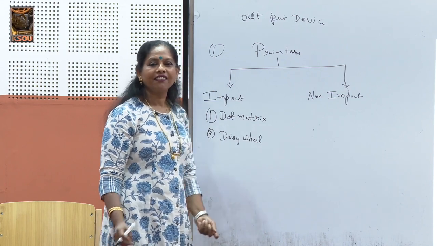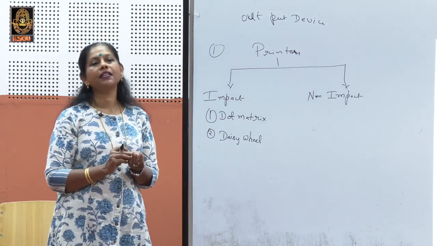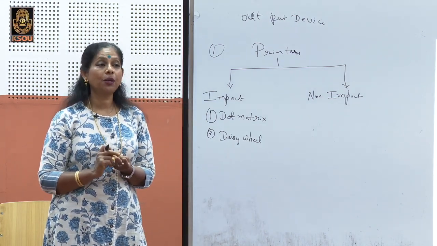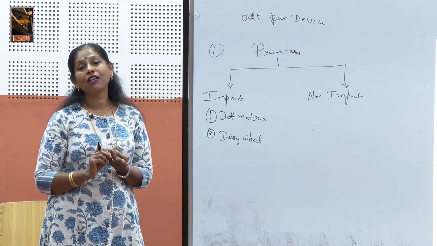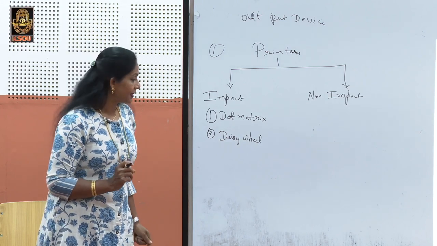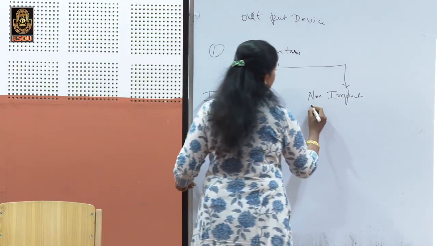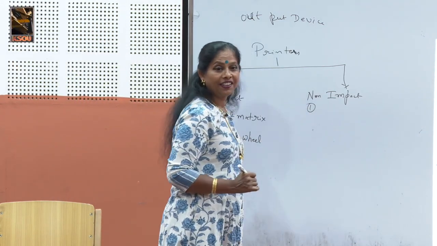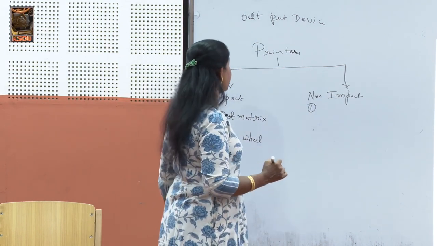Laser and? Very good. Laser is a non-impact printer. Inkjet printers. One more example is there. Can anybody give me? Thermal printer. No, scanner is not there.